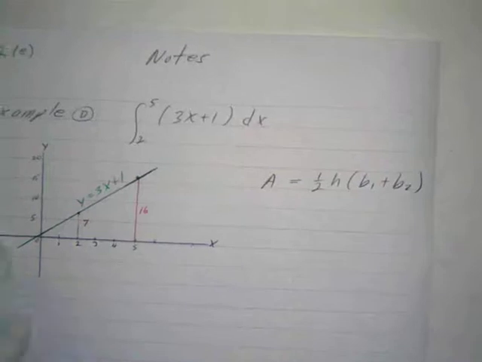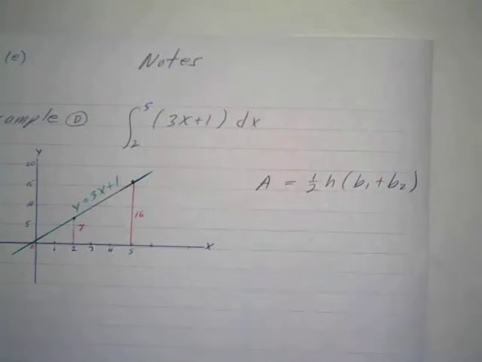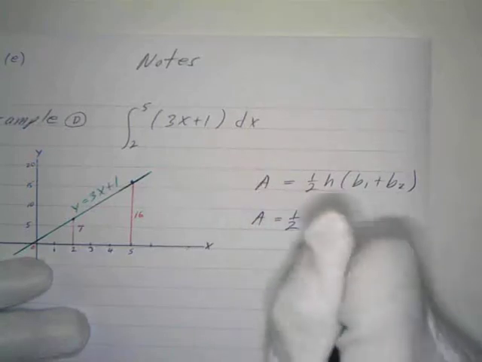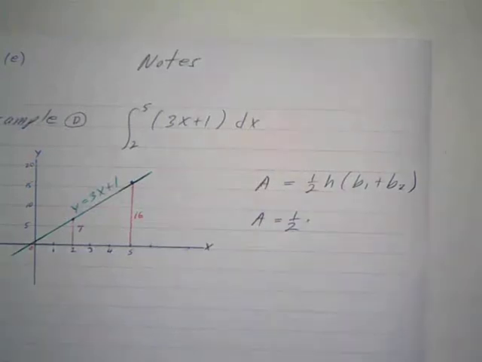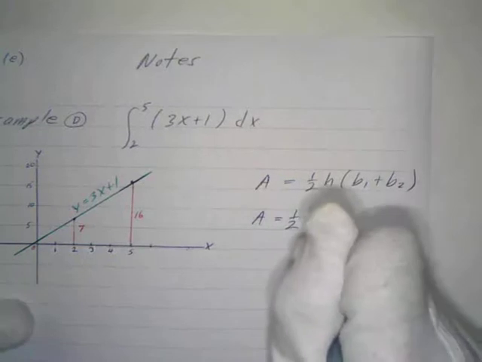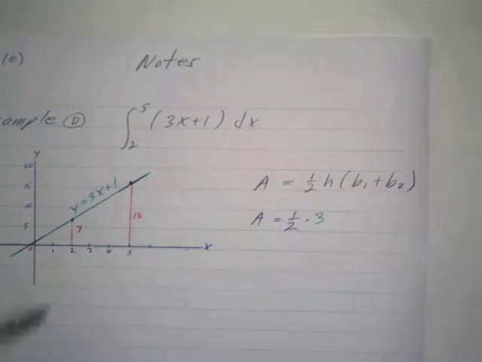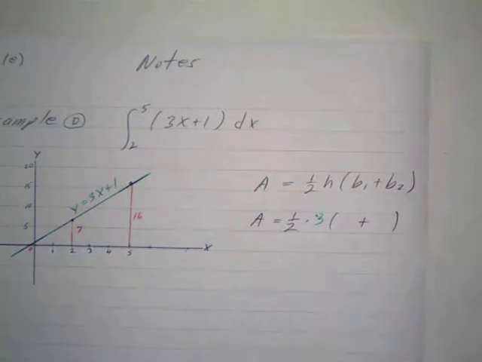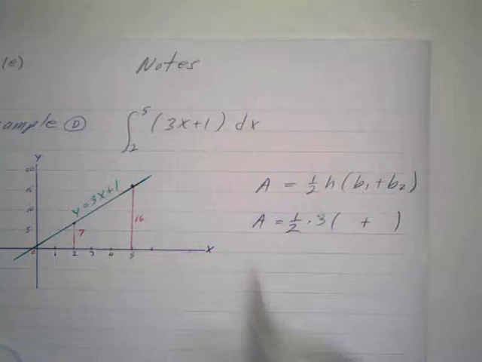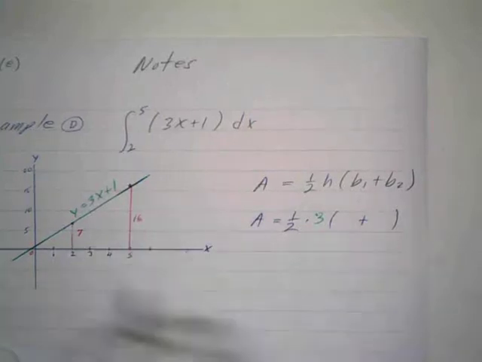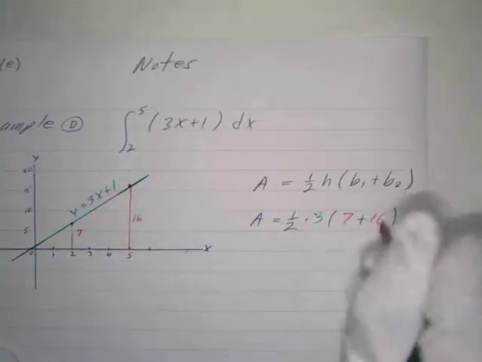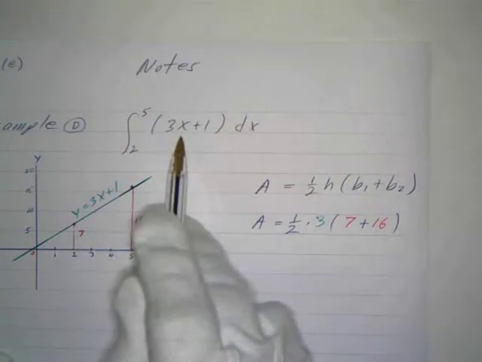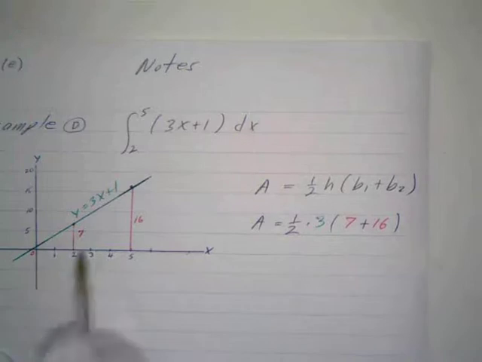Okay, so we can get back here. So area equals 1/2 the height. Now the height is going to be 3, times the sum of the bases. And it doesn't matter what you call base 1 or base 2, so I can say base 1 is 16 and base 2 is 7, or vice versa. I'll just say 7 plus 16. And that's going to give you the area of this trapezoid, which is actually the same thing as the integral, the area under the curve of this graph 3x plus 1 from 2 to 5.